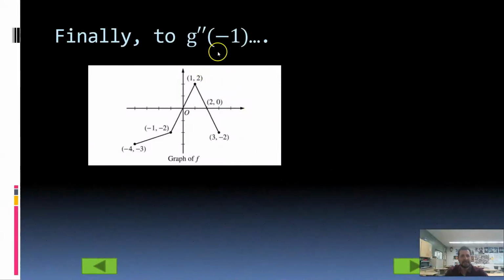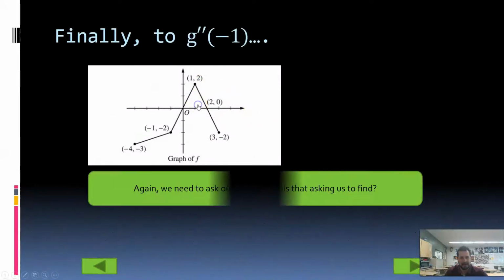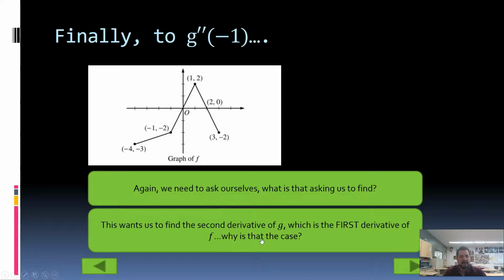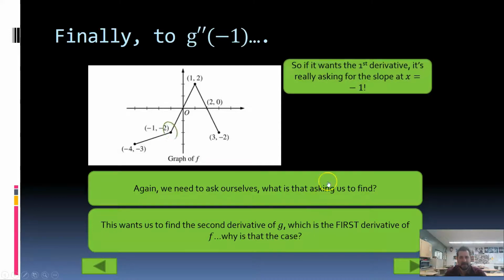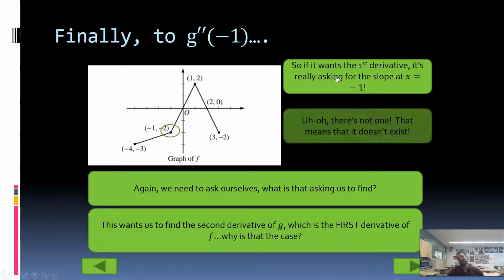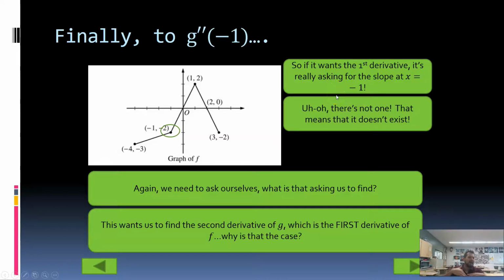The next one wants us to find g double prime of -1. So really, again, we're asking what is it that we need to find here. This is a graph of the first derivative. I need to take the derivative of this. So that's really asking us to find the slope of the line. So really it wants to know what is the slope of the line passing through the point x equals -1. Well, the problem here is that as I look at that, there is a corner there, so we would say that g double prime of -1 does not exist. There's not a slope there. There's two different slopes. We have to try and decide between them. That's not going to happen, so we find out that that one does not exist.